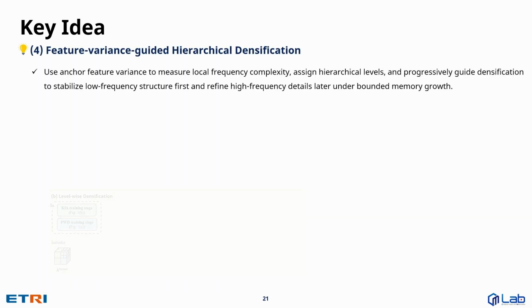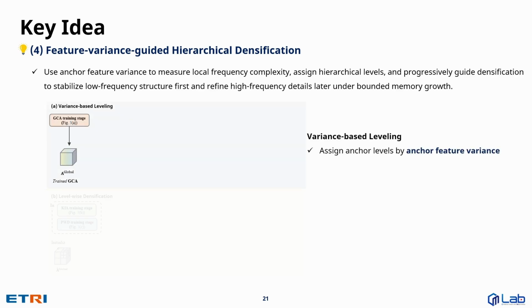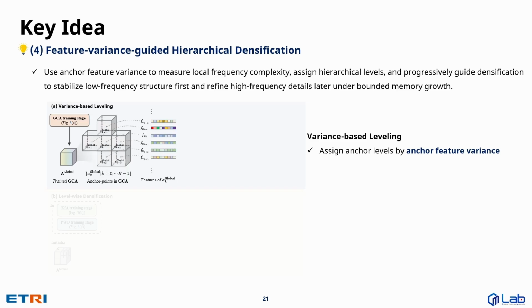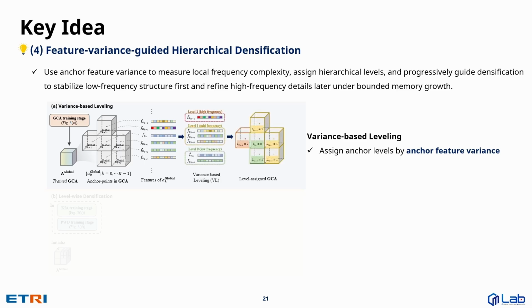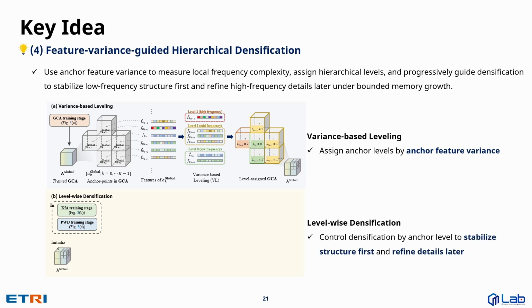Our fourth key idea is feature variance-guided hierarchical densification, or FHD. We use anchor feature variance to measure local frequency complexity and assign hierarchical levels accordingly. First, in variance-based leveling, anchors are grouped into different levels according to their feature variance. This allows us to distinguish low-frequency regions from high-frequency regions.